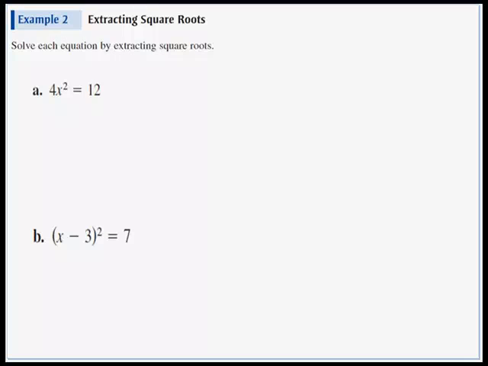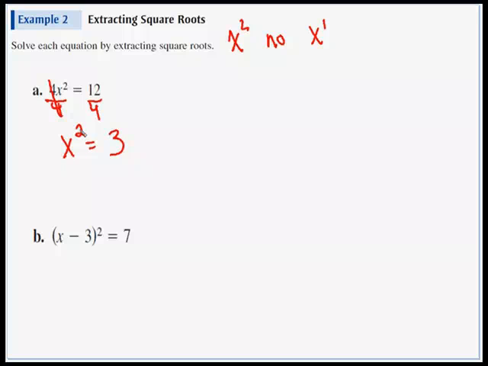Now we have this other method called extracting square roots. So here we're going to have only an x squared term. We need an x squared term, no x to the first power. So here in part A, 4x squared equals 12. The first thing I'm going to do is get x squared alone. So I'm going to divide by 4. And those 4's will cancel, and we'll have x squared equals 12 divided by 4 is 3.